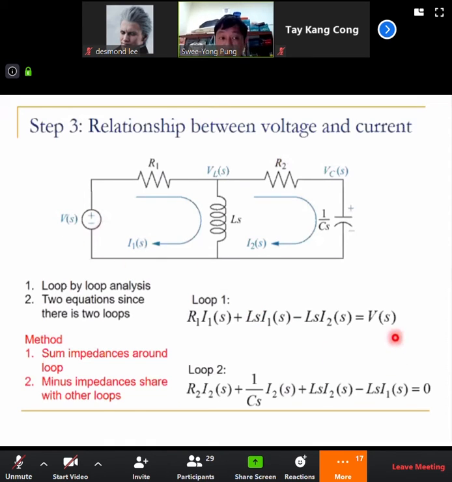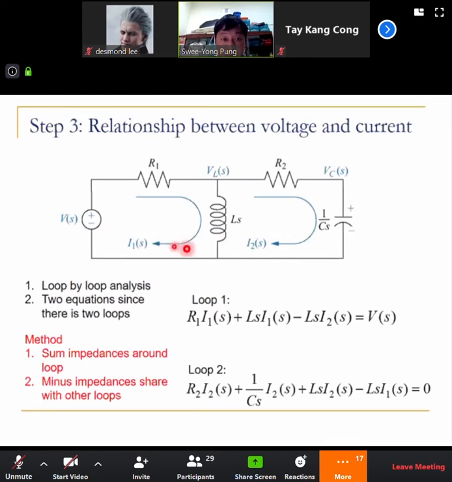Is that okay? When you flow around the loop, the impedance generated by these components will be R1 I1 plus LS I1. And because this one is shared by the other loop, we have to minus away the impedance, which is minus LS multiplied I2, and equal to V.